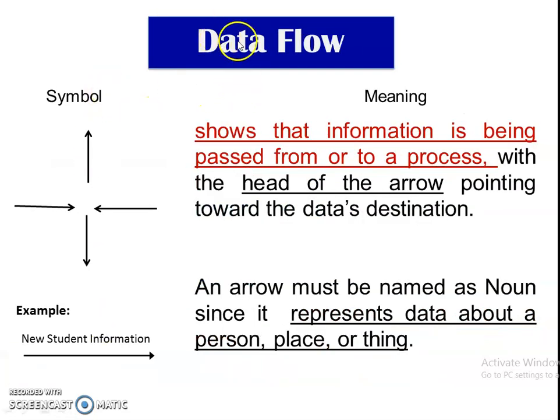The fourth one, the last one, is the data flow. Data flow shows that information is being passed from or to a process. It is represented by an arrow with the head of the arrow pointing towards the data's destination. Here we have to name it as a noun since it represents data about a person, a place, or a thing.